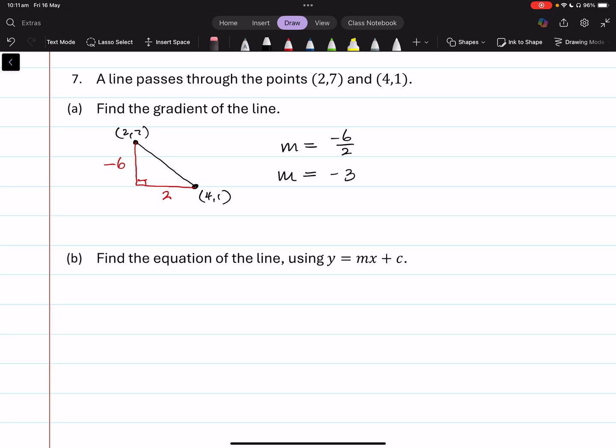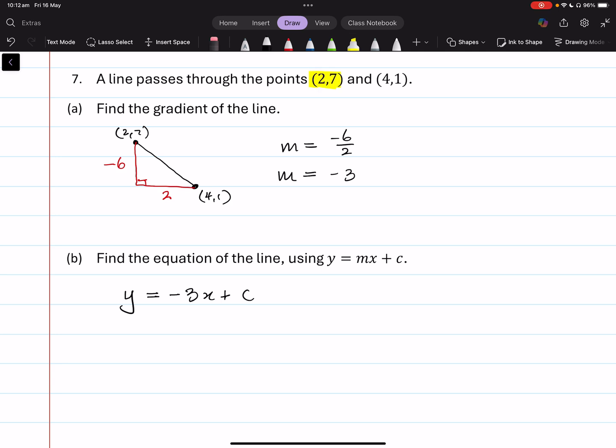So what we're going to do is write down what we do know about the equation. It's y equals m, which is -3, x plus c. We don't know that c value, the y-intercept. So what we're going to do is use one of the points we're given to find it. We can select whichever point we use. I'll pick the first point. It doesn't matter which one of the 2 coordinates.